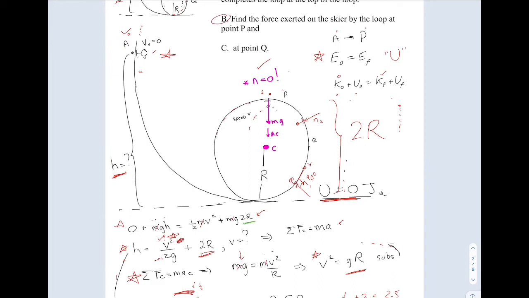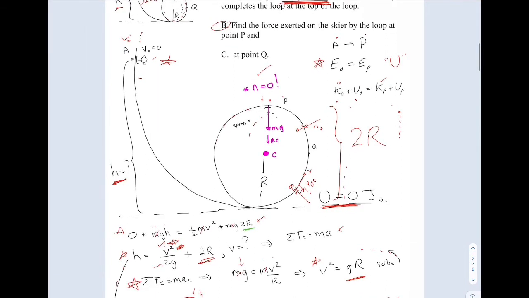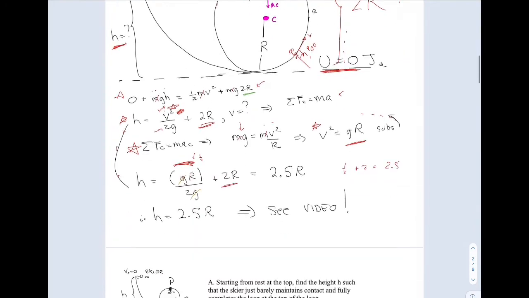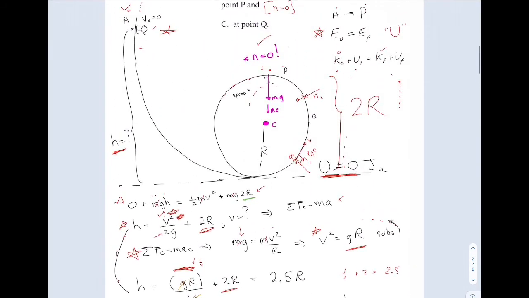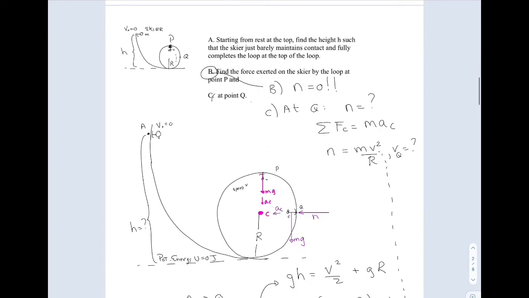Part B asks, find the force exerted on the skier by the loop at point P. Well, we already know from our analysis for part A that the force exerted on the skier by the loop is a normal force, and we already know the normal force is 0. So for part B, normal force is 0. So that's done. Part C: again starting from rest, I wanted to find the force exerted on the skier by the loop at point Q. So I'm asking for the normal force at point Q.